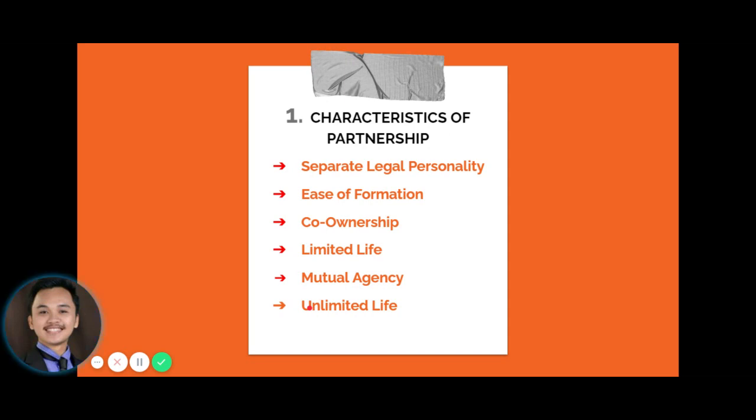So the first characteristic is separate legal personality. In Article 1768 of the Partnership Law, the law states that the partnership has a juridical personality separate and distinct from that of each of the partners. Therefore, the partnership can acquire properties in its own name and can enter into contracts. A partnership can acquire juridical personality the moment there's a meeting of minds between the partners, since the partnership is created by a mere agreement of the partners.